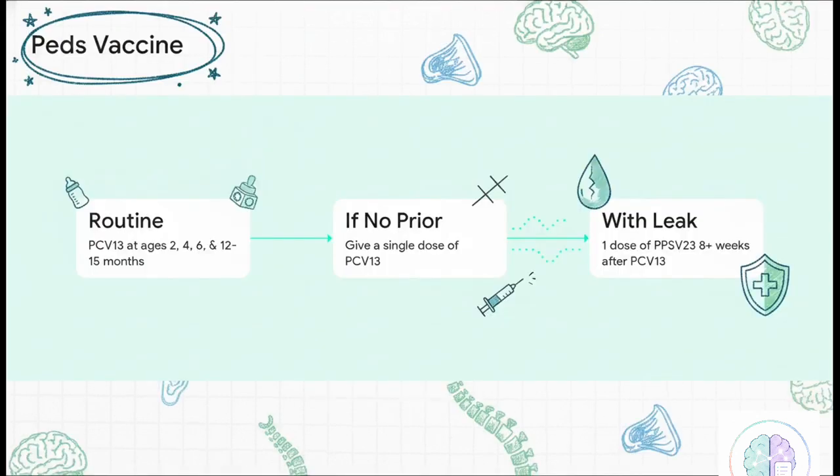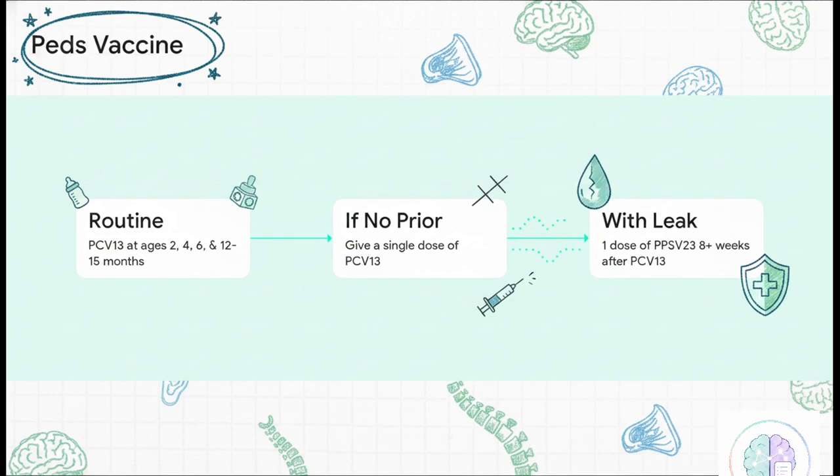Now, if a patient has a CSF leak, the vaccination timeline becomes incredibly strict. Let's look at pediatrics first, ages 2 to 18. In the US, routine vaccination means they should already have PCV13 at 2, 4, and 6 months, plus a booster at 12 to 15 months. If they miss that, step 1 is a single catch-up dose of PCV13.